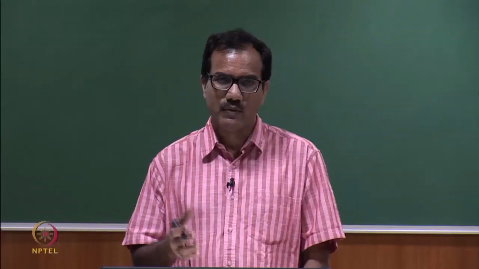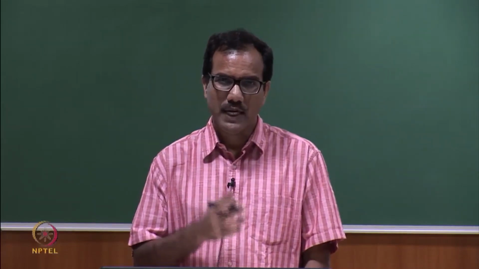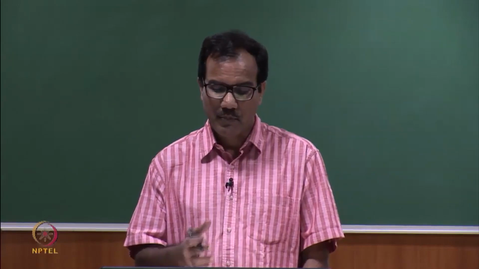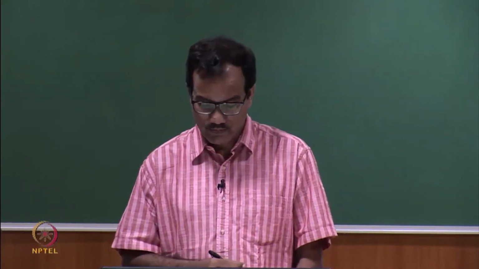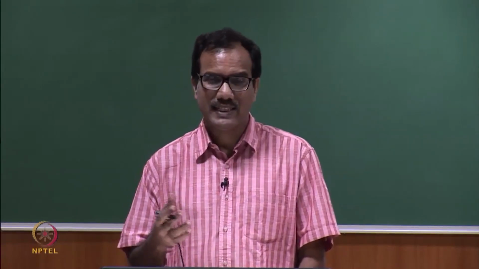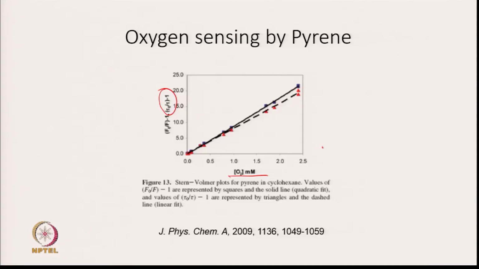Here we are looking at quenching of fluorescence of pyrene in the presence of oxygen. So, oxygen is acting as a quencher, and Stern-Volmer plot is given here, and that can give you the value of KSV.